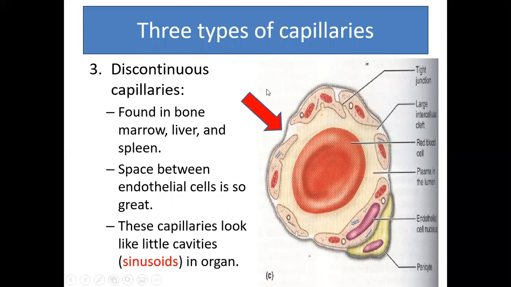Now we're going to proceed with the third type of capillary, which is the discontinuous capillary. From the name itself, you know that it is discontinuous, so it means there is a large gap in between the endothelial cells. This type can be found in the bone marrow, in the liver, and also in the spleen. If you see from this picture, there is a space between the endothelial cells, and the space is very big, very huge. This capillary looks like a cavity or sinusoid in the organ.